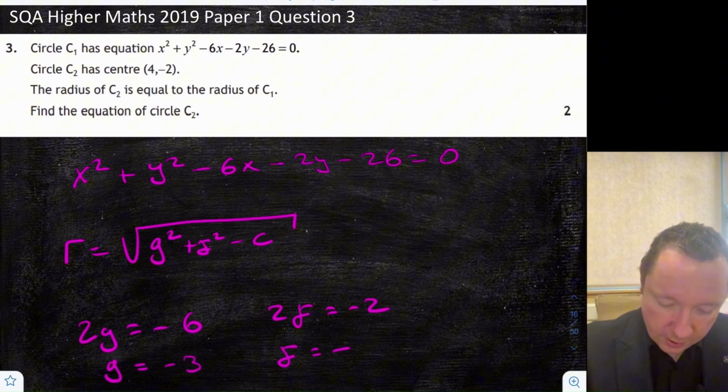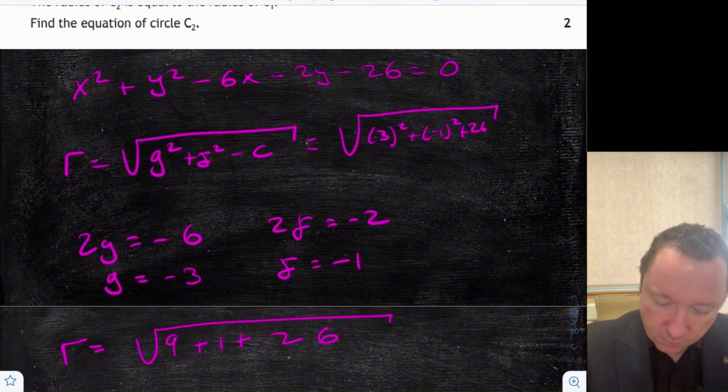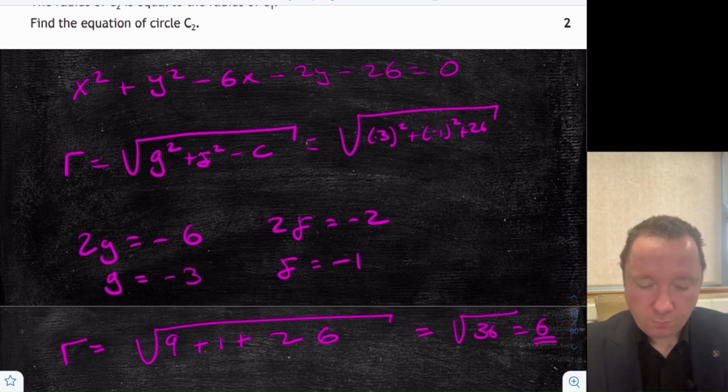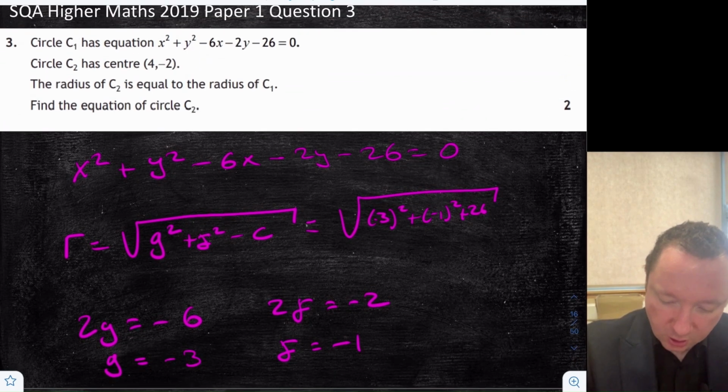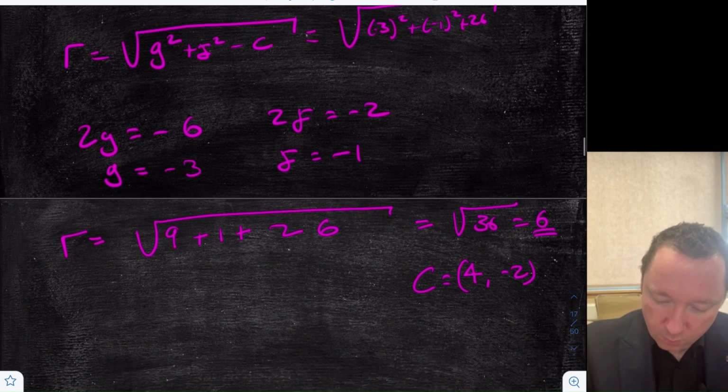So my radius is equal to the square root of minus 3 squared plus minus 1 squared. Take away c, but it's a minus already, so plus 26. So that means that going down here, my radius is equal to the square root of 9 plus 1 plus 26. That's the square root of 36, which is equal to 6. So we've got our radius, and we know the circle centre is 4, minus 2. So we know the equation of C2 must equal x minus 4 squared plus y plus 2 squared equals 36.